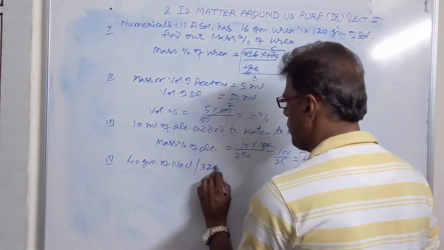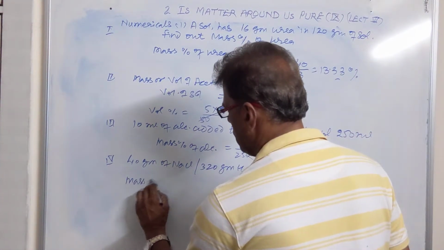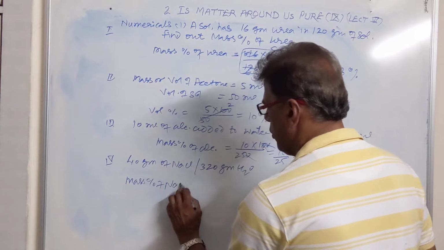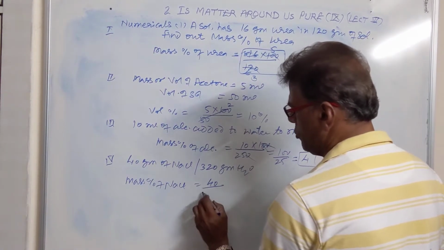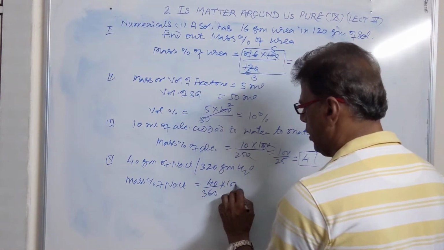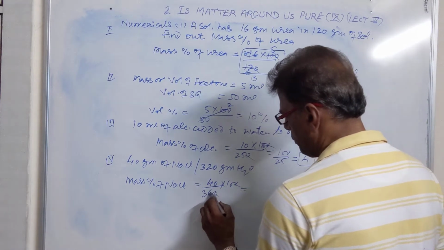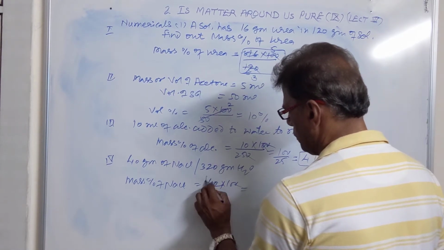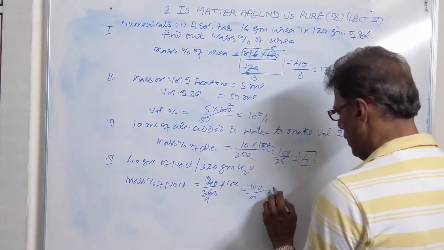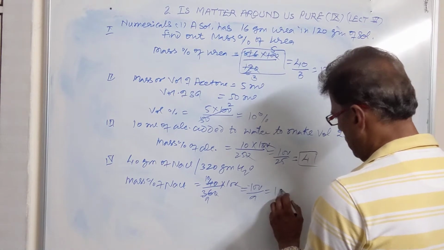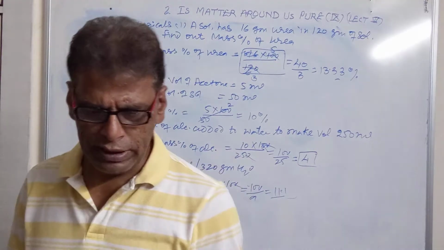In 320 gram of water. So how to calculate mass percentage? Mass percentage of NaCl will be weight of NaCl, that is 40, upon weight of NaCl plus this weight. This will be 360, multiplied by 100. You will be getting 100 upon 9, and you will be getting 11.1% as the mass percentage of this.